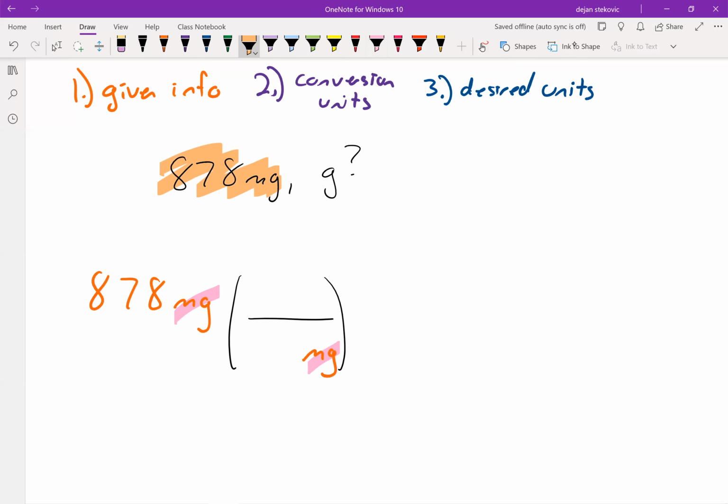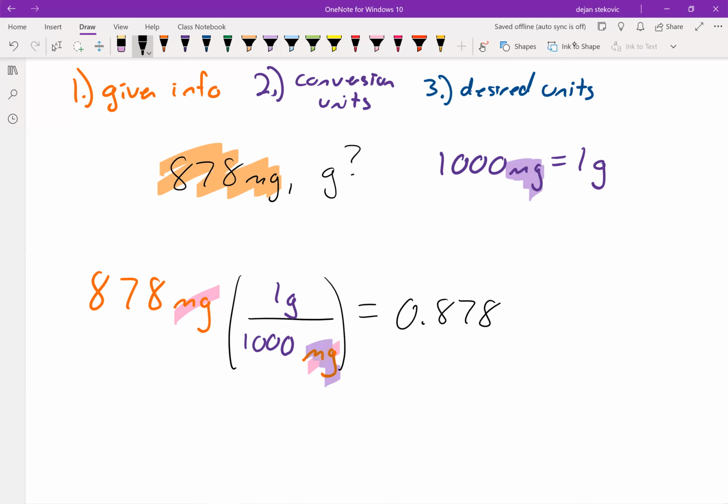And now we need to think about conversion units and our desired units. In this case, we're not given any more conversion units in the problem. So we have to think about what conversions we know. Well, remember, one of the things that we're supposed to memorize is milli anything. And we know that 1,000 milli anything is equal to 1 of the base unit. So 1,000 milligrams is equal to 1 gram. And so we have milligrams right here, we have milligrams right here, so we can just plug that information in. 1,000 milligrams on the bottom, 1 gram on top. Those units cancel out. We plug it through our calculator and we get 0.878 grams, right? So 878 milligrams is equal to 0.878 grams.